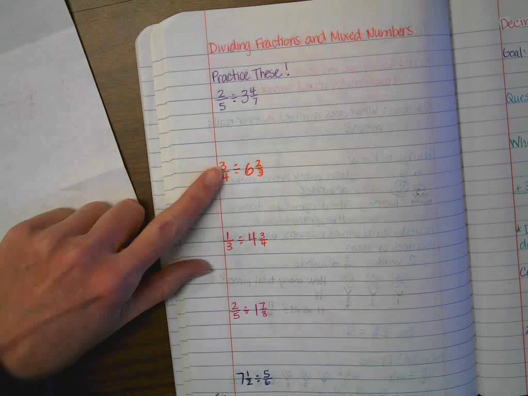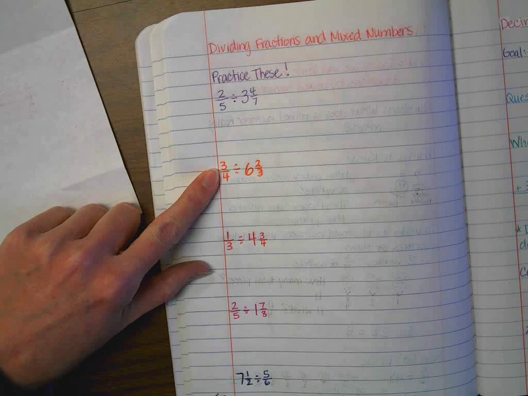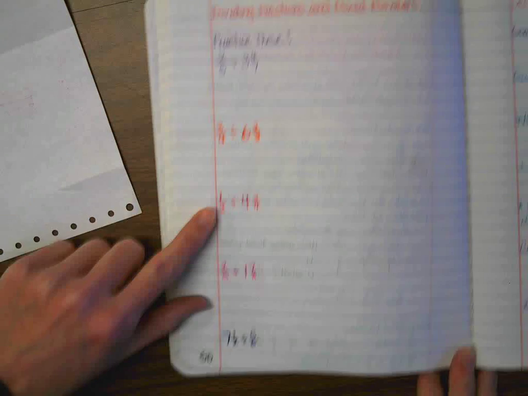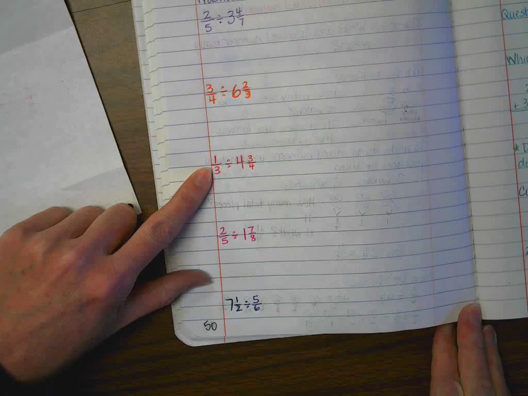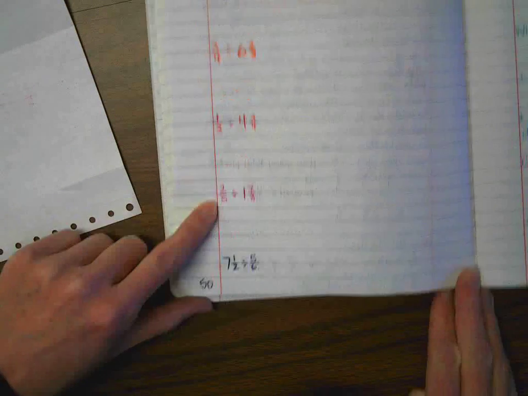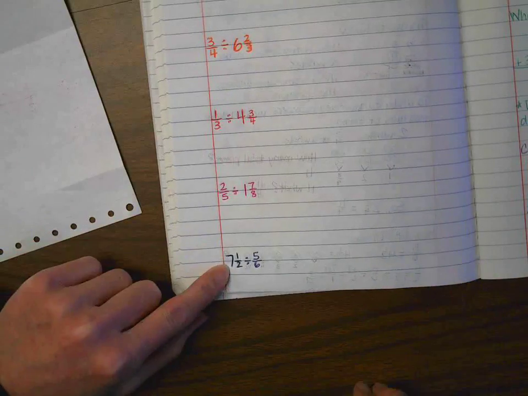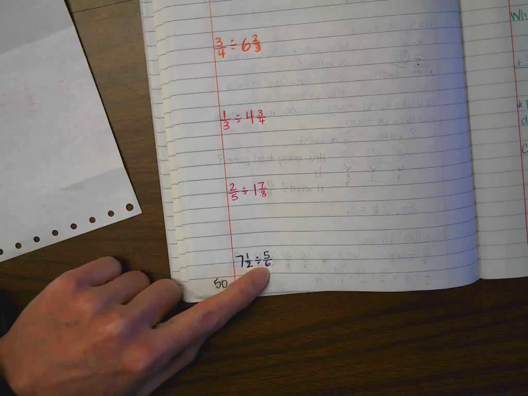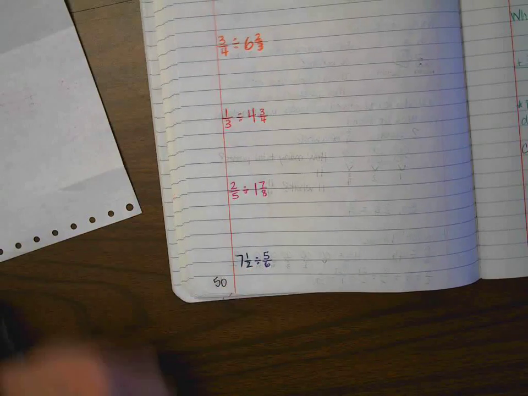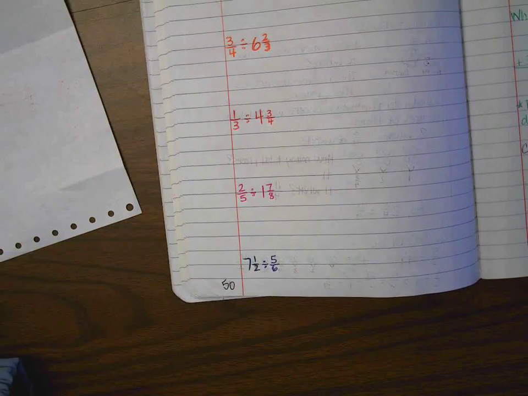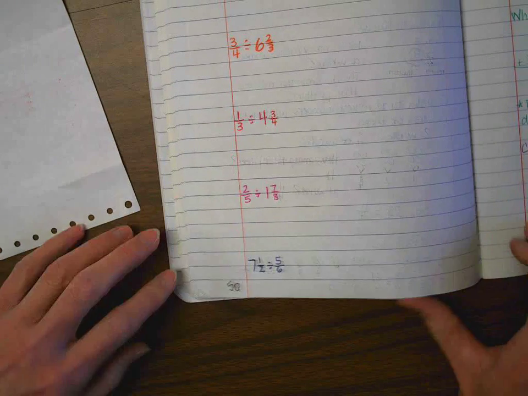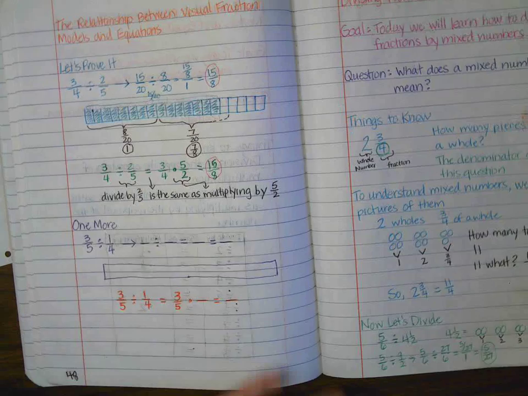So your job tonight is to do these. 3/4 divided by 6 2/3. 1/3 divided by 4 3/4. 2/5 divided by 1 7/8. And the last one is 7 1/2 divided by 5/6. Okay, so that's your job, is to get those done. And that's it. Hopefully you find this fun and easy.